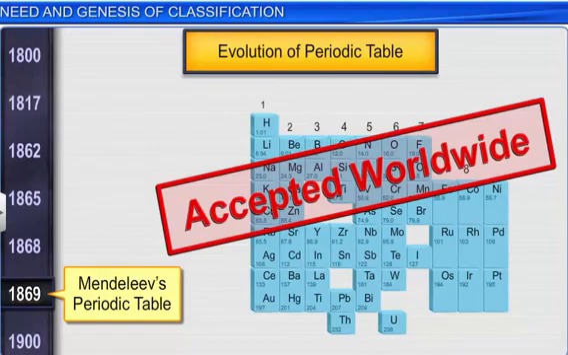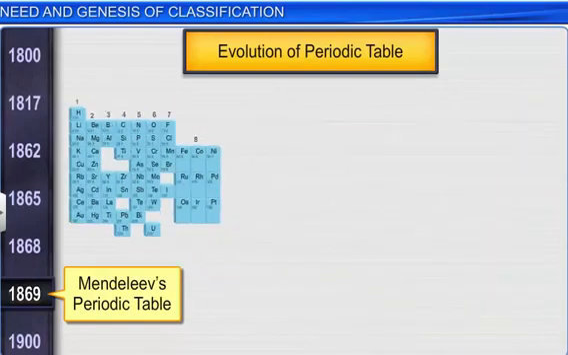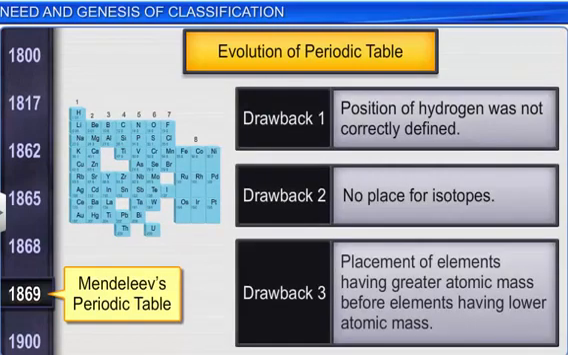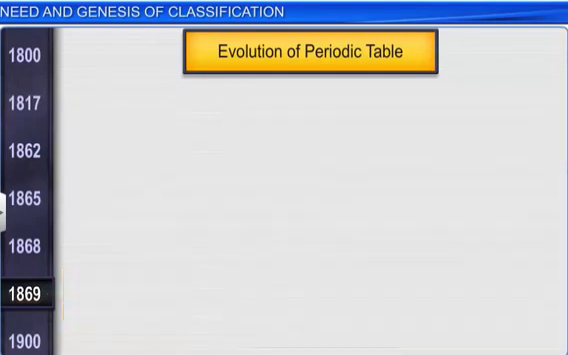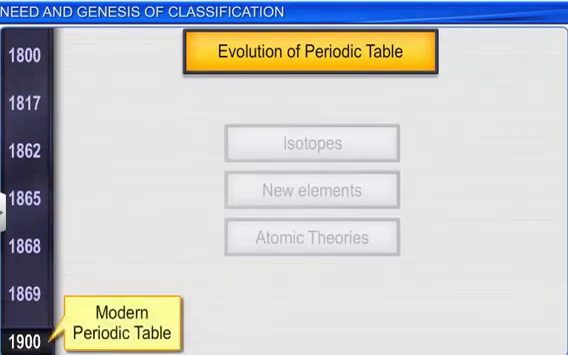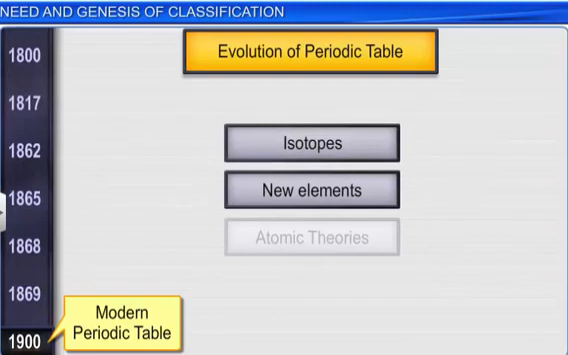However, there were certain anomalies in Mendeleev's periodic table. These anomalies were: 1. The position of hydrogen was not correctly defined. 2. There was no place for isotopes of elements in his periodic table. 3. The placement of elements having greater atomic mass before elements having lower atomic mass could not be logically explained. In the early 1900s, discovery of newer elements, isotopes, and the development of atomic theories paved way for the development of the modern periodic table.